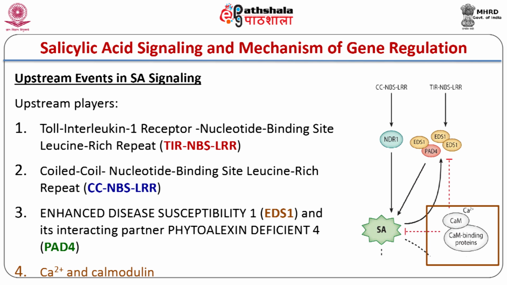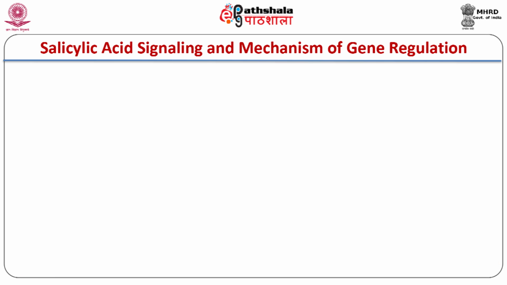Calcium and calmodulin also play important roles in the regulation of salicylic acid accumulation and signaling. In Arabidopsis, binding of calcium or calmodulin to the transcription factor SR1 impairs EDS1 expression and suppresses SA accumulation and defense. Now, I will talk about downstream signaling.